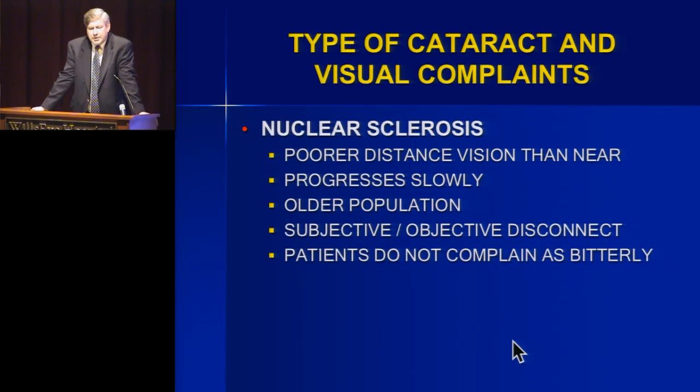Let's talk about the different types of cataracts and the associated visual complaints. First, let's talk about nuclear sclerotic cataracts. These are patients that tend to have poorer distance vision than near. They tend to progress slowly. It's an older population. And these people have what's called a subjective-objective disconnect. So you sit there at the slit lamp and look at them and you go, wow, this looks like a really dense lens, and they're seeing 20/40 and not having any troubles. And these patients don't complain as bitterly, partly because it's such a slowly progressive onset.